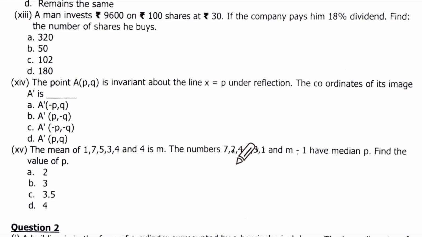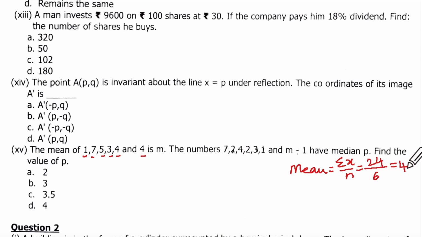Now this one, the mean of the data is m. So we will show mean is equal to sigma x upon n, correct? How many numbers are these? 1, 2, 3, 4, 5 and 6. And when you add, how much do you get? 24. So mean has come out to be 4. Therefore, m is equal to 4, correct?